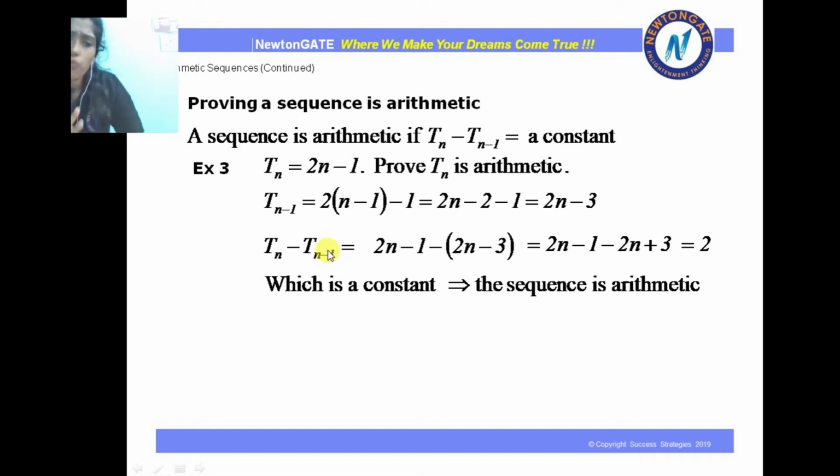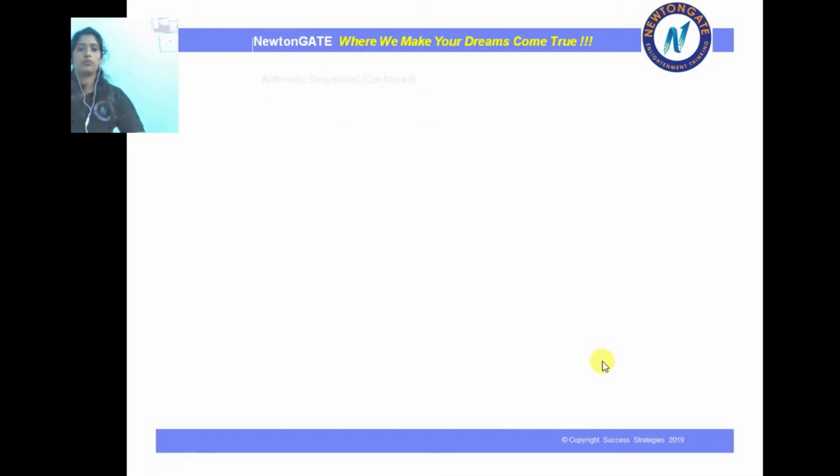Matlab, whatever term you take, after subtracting the subsequent terms, if we are getting a constant, then it is an arithmetic sequence. Okay? So with that, we finally conclude that if we are not getting a constant, then obviously the sequence is not arithmetic. Moving on.